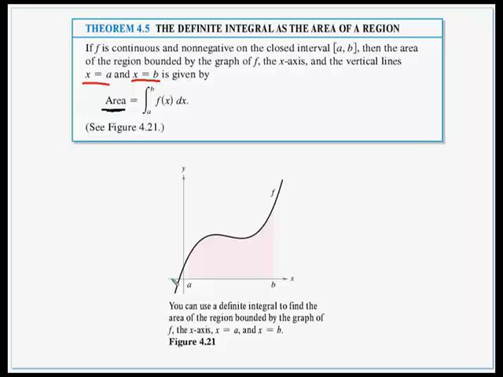And this is summed up here in this picture. We have our function f. It is continuous, it's non-negative, and we are looking at the area bounded by the x-axis and the two lines x equals a and x equals b. So we're looking at this as the area under a curve. So you can use the definite integral to find the area of a region bounded by the graph of the function, the x-axis, and our two x lines, x equals a and x equals b.